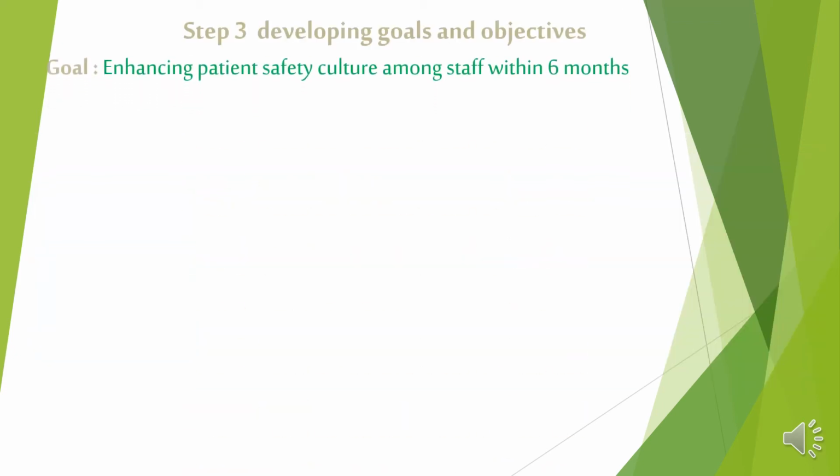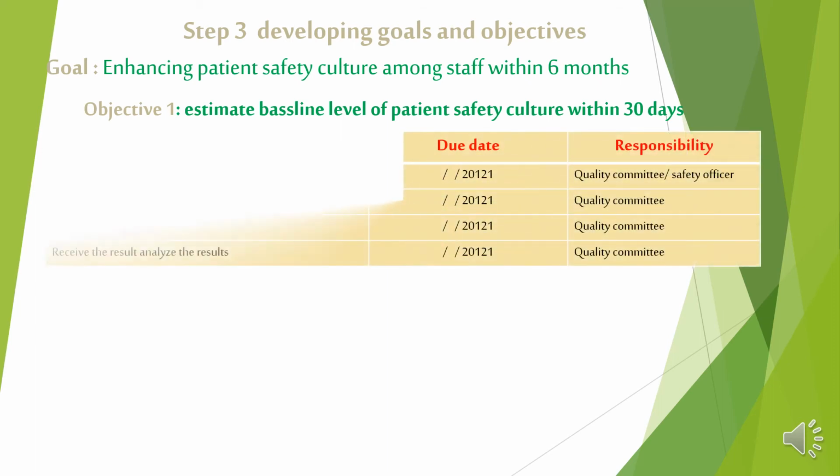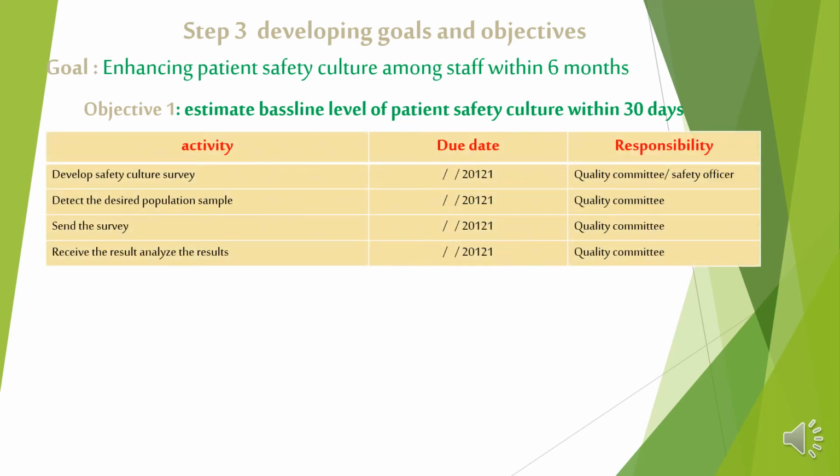Let's transfer now the goal to objectives. Let's take goal number one, enhancing patient safety culture amongst staff within 6 months. Objective number one, estimate the baseline level of patient safety culture within 30 days. Through 30 days, I will estimate the baseline level of patient safety in our facility. How to do it? In something close to an action plan, just put the activity, due date, responsibility.